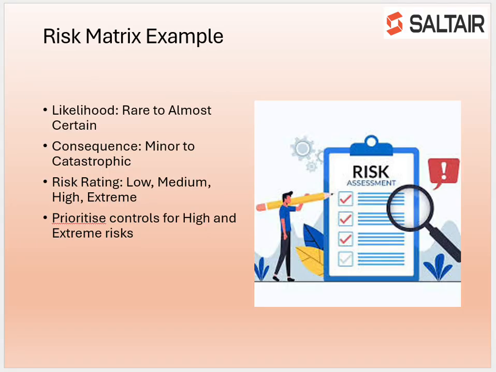A risk matrix is a tool used to assess and categorize risks. It combines likelihood and consequence to produce a risk rating, typically classified as low, medium, high, or extreme. This helps organisations prioritise which risks require immediate action and which can be monitored.